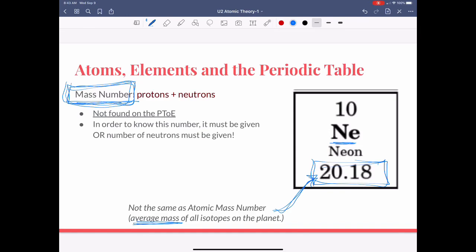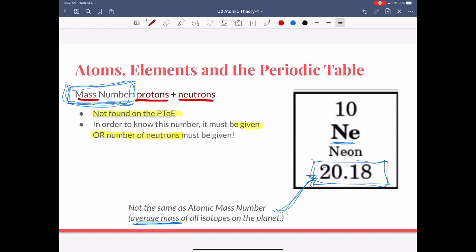All right, so that number is not found on the periodic table. Very important, it is not found on the periodic table. This is one that you're going to calculate, simple addition. In order to know this number, it's either given or you know the number of neutrons. You will always either be given the mass number or the number of neutrons. You have to have it, all right? So how do we find mass number? Well, our mass is found by adding together the protons and the neutrons, all right?